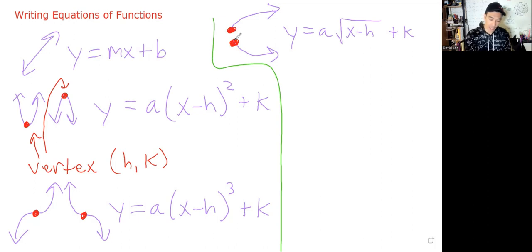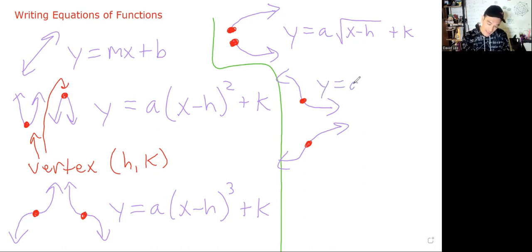Okay. And then another case is a cube root function. So the picture for a cube root could be something like this here, or possibly something like this here, something like that. See that? Where there, your very special point would be this point here, or this point there. And the equation for this kind of graph would look like y equals a times the cube root of (x minus h) plus k.